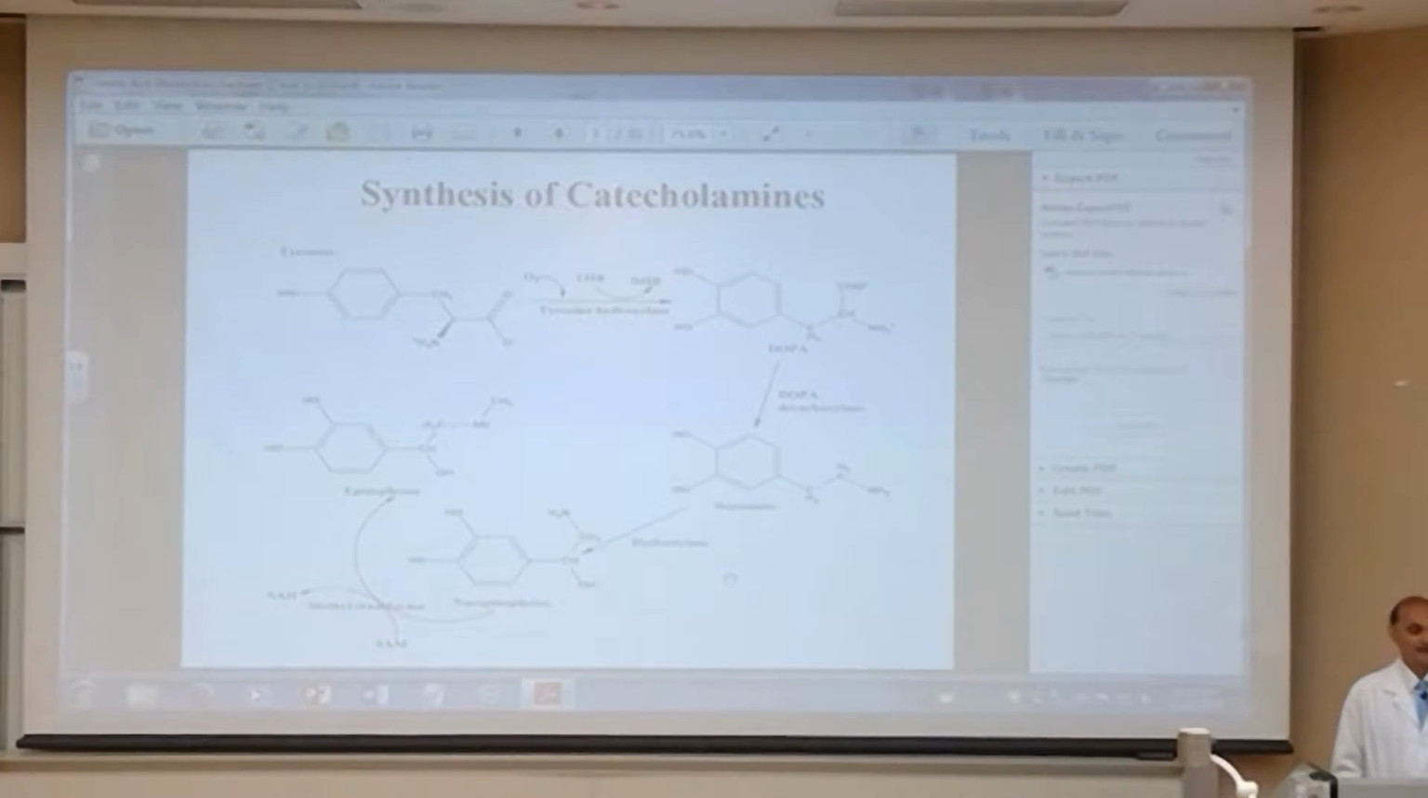And then norepinephrine is methylated by the methyltransferase, which uses SAM as the methyl group donor. Anytime you want to methylate something, SAM, that's S-adenosylmethionine, is the universal methyl group donor. Here, you are transferring the methyl group onto norepinephrine, and the product is epinephrine. And all of these compounds are very important.